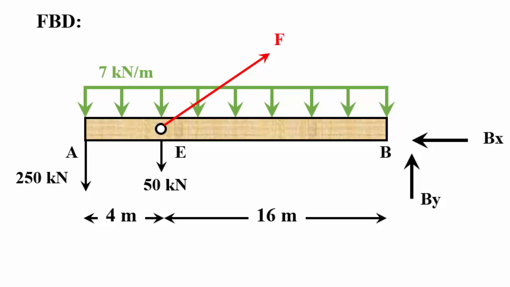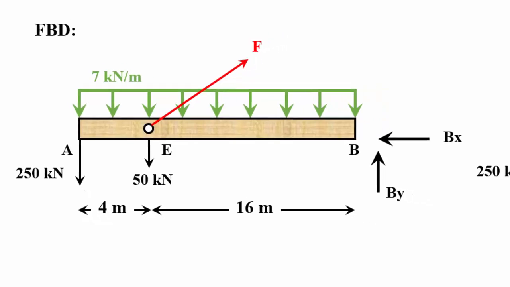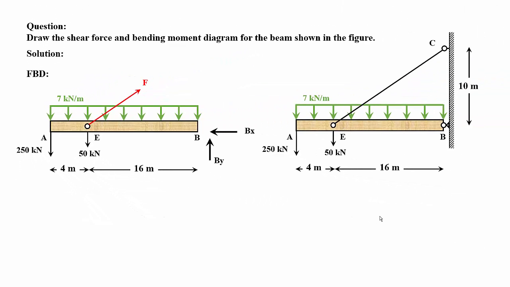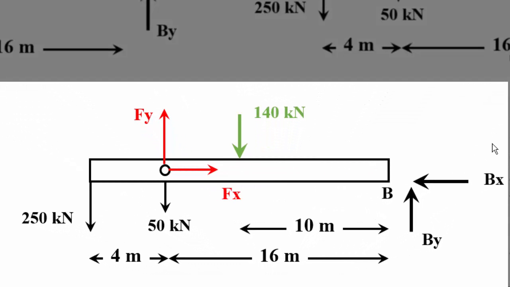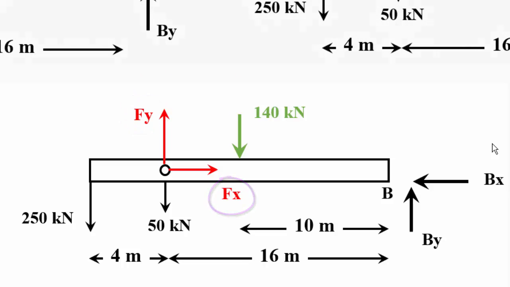But if I want to solve for the reactions as a first step, I need to have all the forces on either the x or the y-axis. So I need to do something with this F force. Now this F can be resolved into two components, Fy and Fx. And I need to concentrate the distributed load, the 7 kilonewton per meter, at a distance of 10 meters from the right or the left, which is basically the center of the distribution of the load.